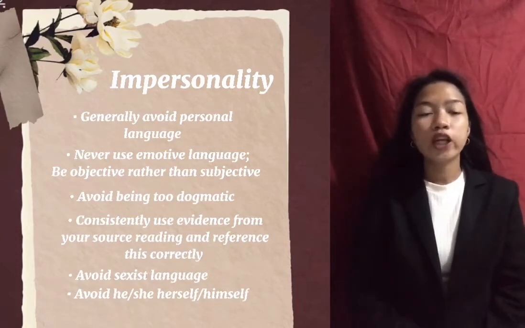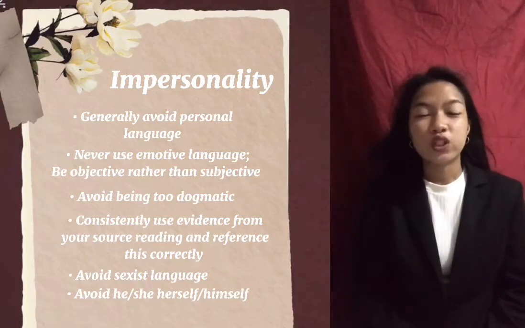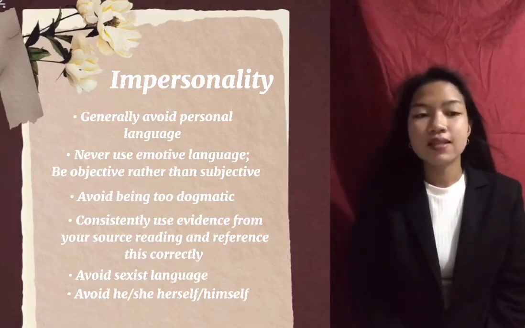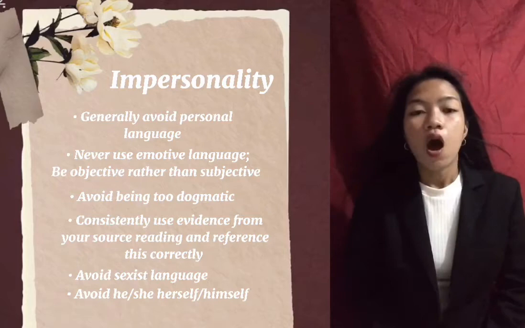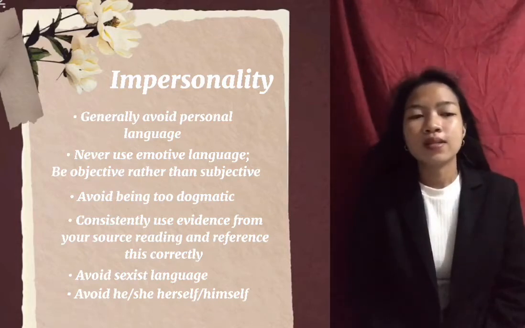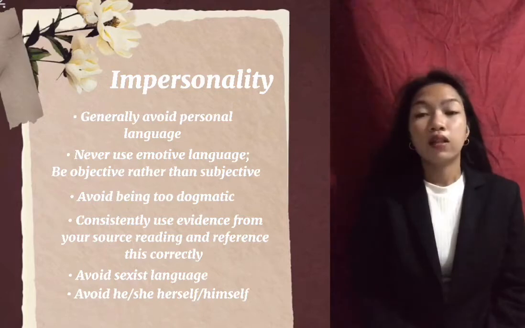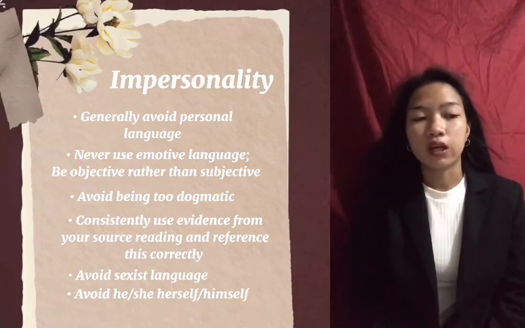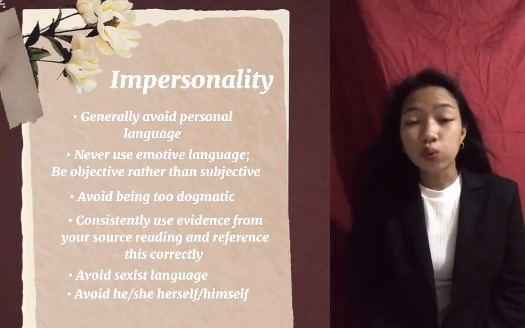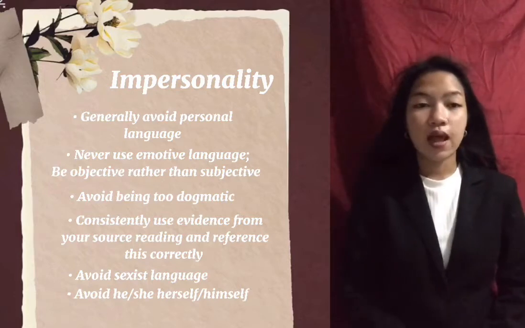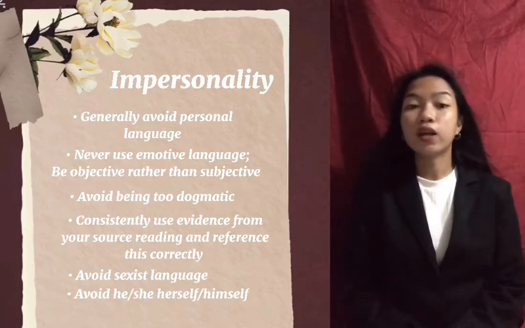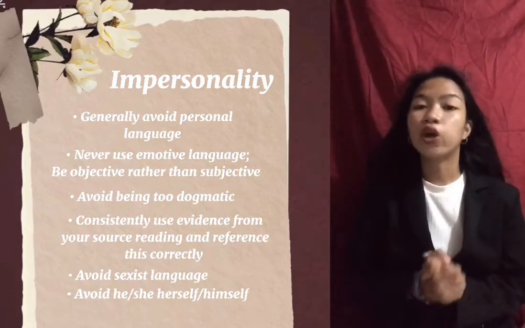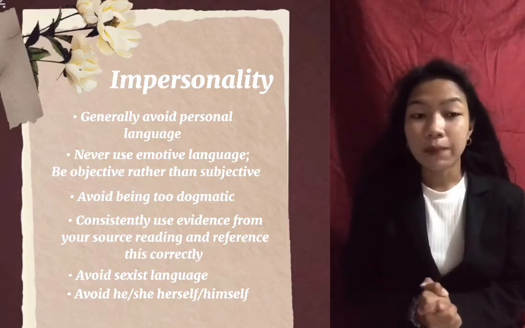So generally avoid personal language. Personal language like I, we, you, us. Avoid first and second person points of view or pronouns because it will sound very personal. And never use emotive language. Be objective rather than subjective. And avoid being too dogmatic. Do not sound like you are preaching, praising, or accusing someone. Always focus on your main objective and don't let your emotions take place in your academic papers.